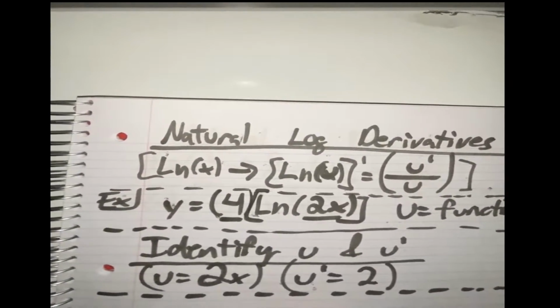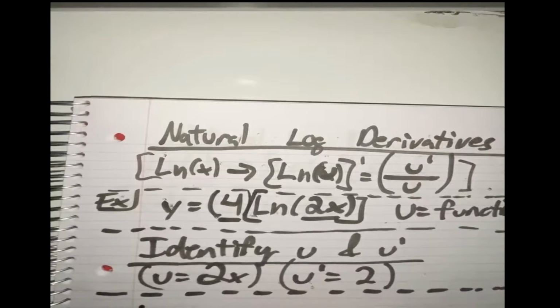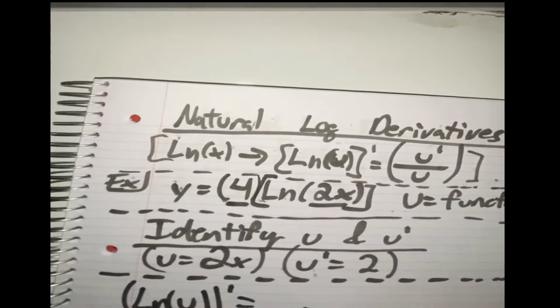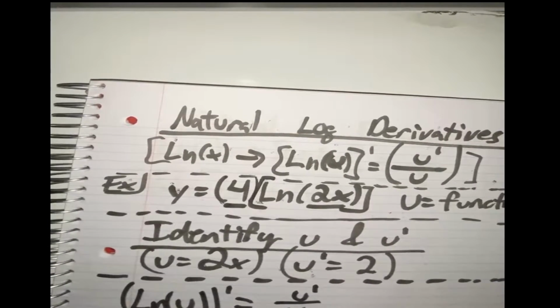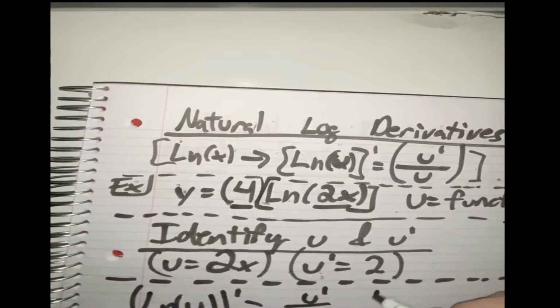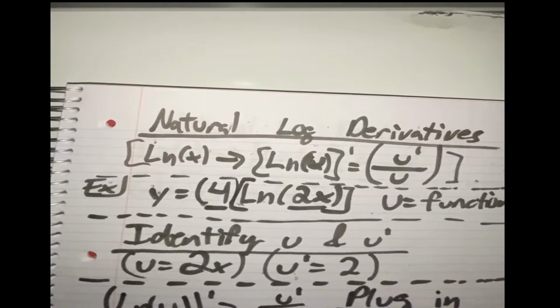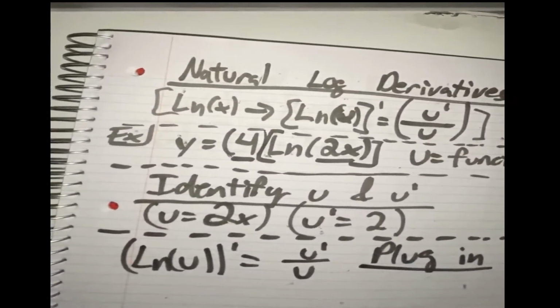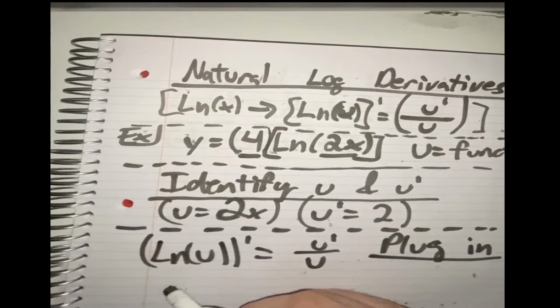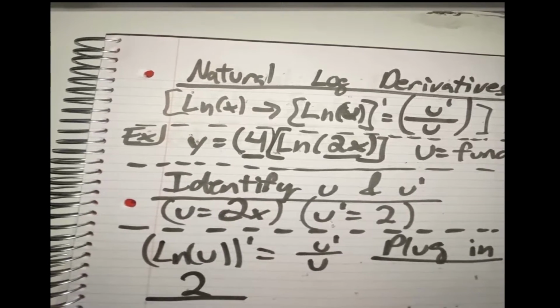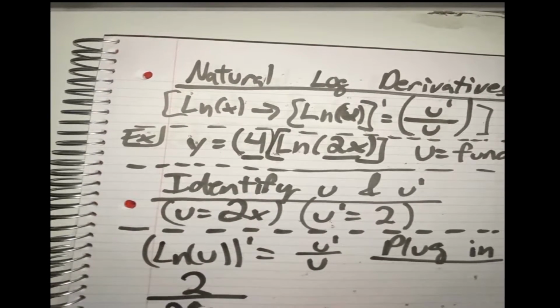So now the next step is that we know that the derivative of natural log of u is equal to u prime over u. So it's literally just plug in. All we do now is plug it in. It's that simple. So what's u prime? u prime is 2 over 2x.